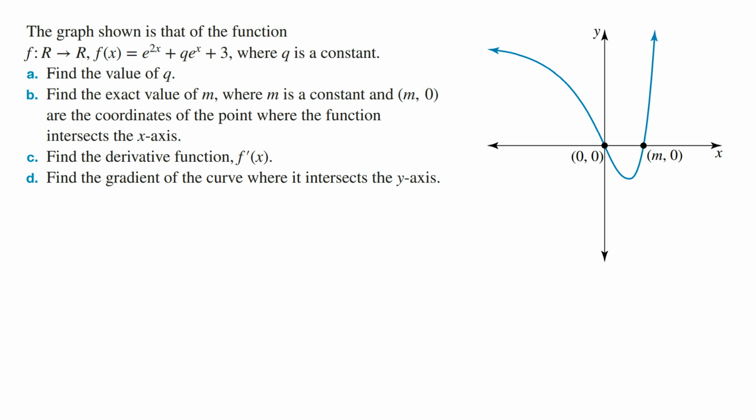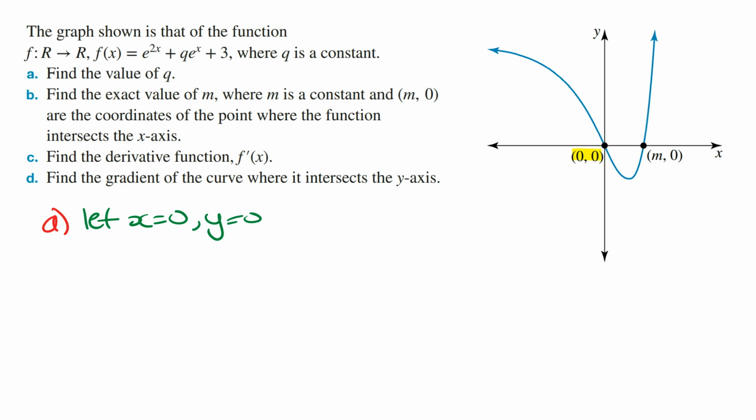To find the value of q, we need to use one piece of information provided to us from the graph, and this is going to be the point (0, 0). Meaning, when x is equal to 0, y is going to equal 0. And so if we sub this into the rule of f of x, we can solve for the value of q.